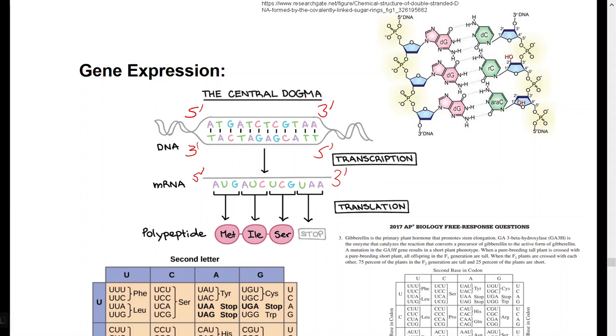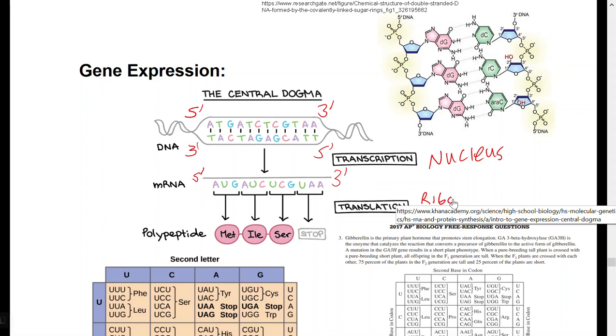Okay, so now we're at the central dogma. And the central dogma is how information travels in a cell. You have DNA, the double strand, and it has these base pairs. Then the DNA gets transcribed, and this is going to happen in the nucleus. You probably won't need to know that, but it may be important conceptually for understanding how this works. And the translation will happen in the ribosomes.